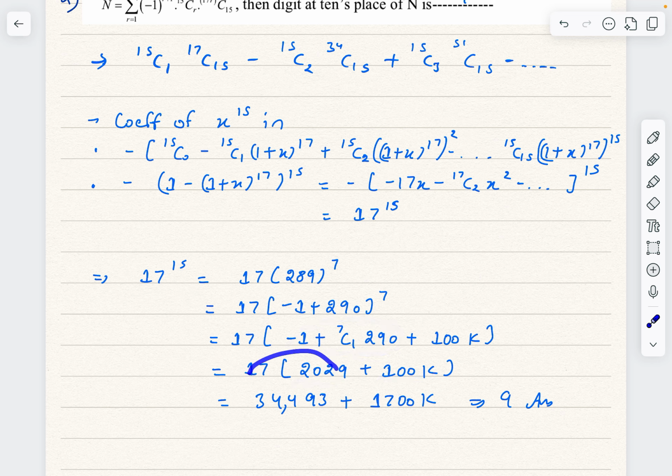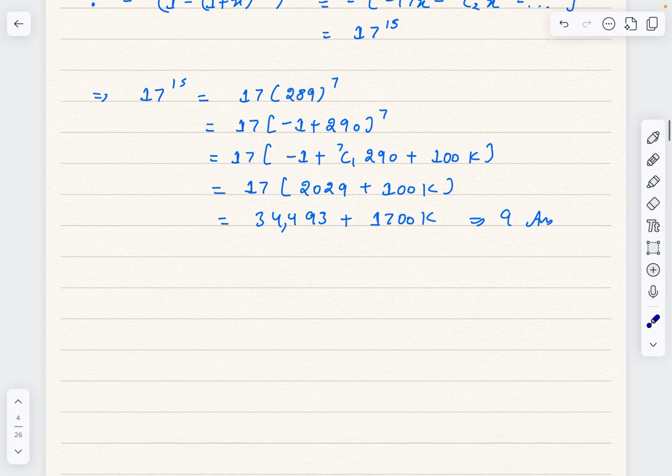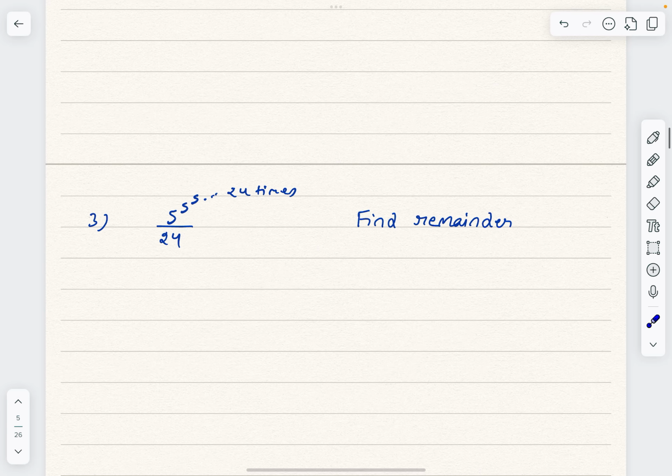Then you multiply here, you get 34493 plus 1700k. So here last two will be zeros only. So last two digits will be 93. The units digit is 3, so the tens place will be 9. I hope it is clear, guys. Next. Find the remainder when 5 raised to power 5 raised to power 5 raised to power 5, up to 24 times, is divided by 24.